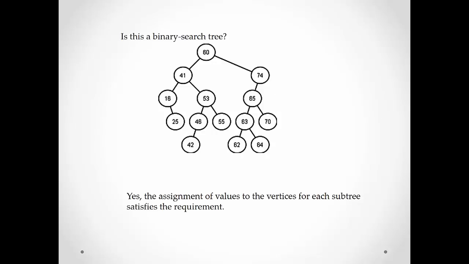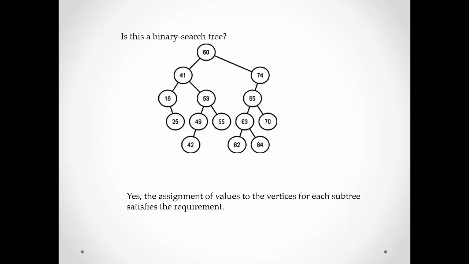This is one of the trees that we used in the previous video. So now we want to know, is this a binary search tree? 60 is the root, and at a glance I think we can see that all the values in the left subtree are less than 60, and all the values in the right subtree are greater than 60.